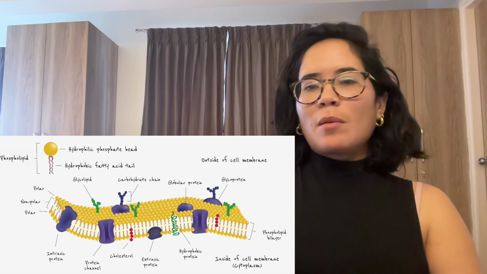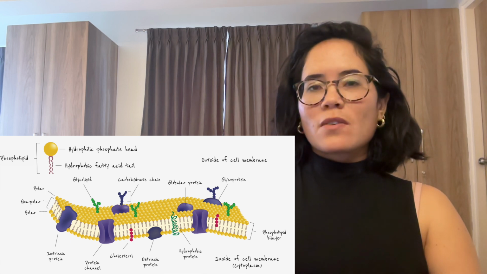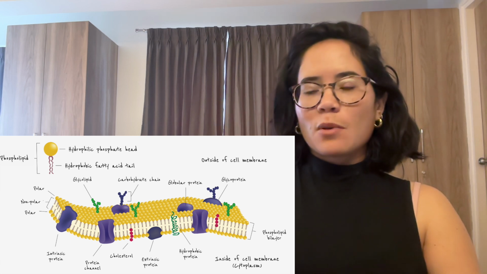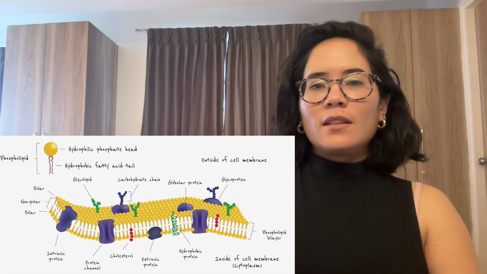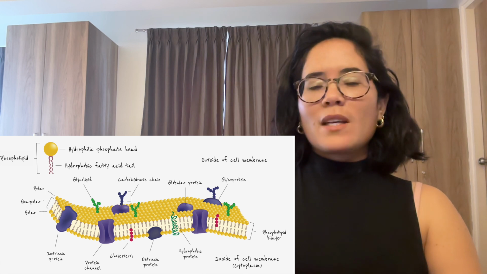Now, over time, we've had many different models of cell membranes. One of the things which is common to many cell membrane models is the existence of a phospholipid bilayer. However, it's actually the placement of proteins which varies greatly. And the current model which is accepted is known as the fluid mosaic model. So where does that name come from?